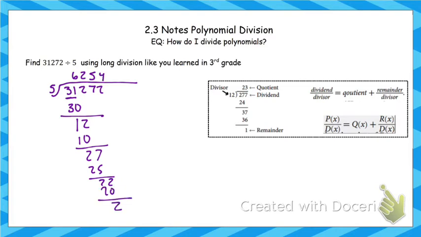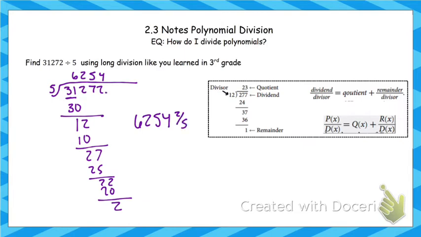Now, what you can do here, some of you guys may have learned you put the decimal and then the 0, and then you bring that down, and then you keep going, which is definitely something you can do. Some of you may have just written remainder 2, but what you actually can do is write the remainder as a fraction over the divisor, and that's how we're going to write our answers here. So the correct answer here is 6,254 and 2/5.